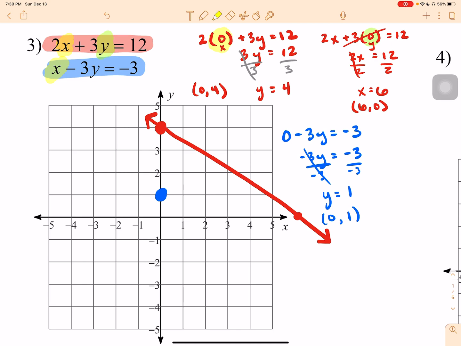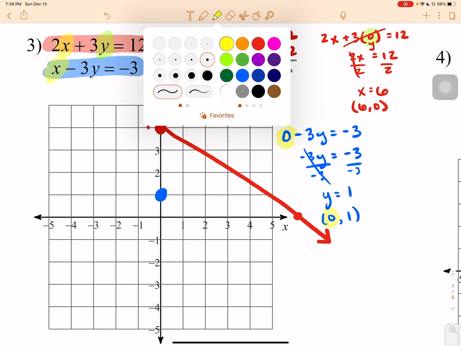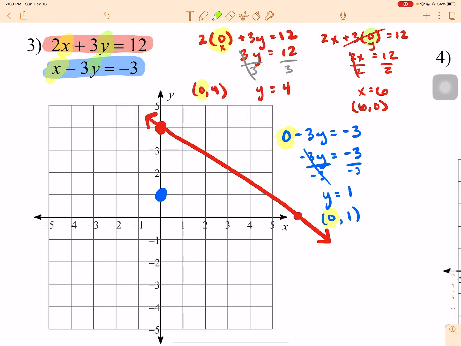Okay, so that one again was plugging in 0 for x, just like I plugged in a 0 up here for x. So now I'm going to plug in 0 for y to get my x-intercept. So I'm going to have x minus 3 times 0 equals negative 3. This just cancels out. Negative 3 times 0 is 0, so I have x equals negative 3. That means my point negative 3 comma 0 is my x-intercept because I plugged in 0 for y. So negative 3, 0 will be right here.